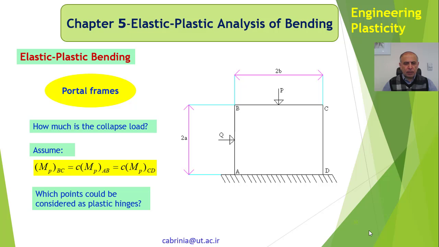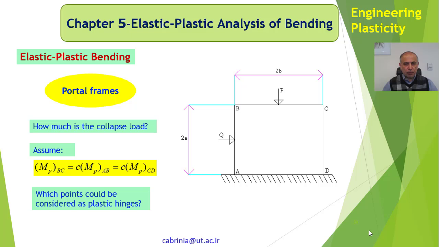Here we have assumed that the fully plastic moment for member BC is equal to a factor C times the fully plastic bending moment for members AB and CD. Now, in order to compute the collapse load, first of all, we must determine where the plastic hinges are, where the maximum plastic bending moments occur.